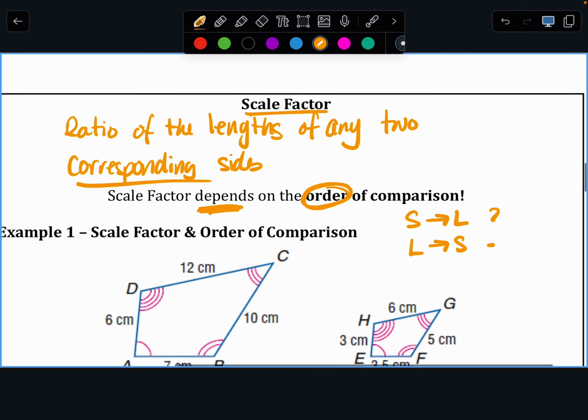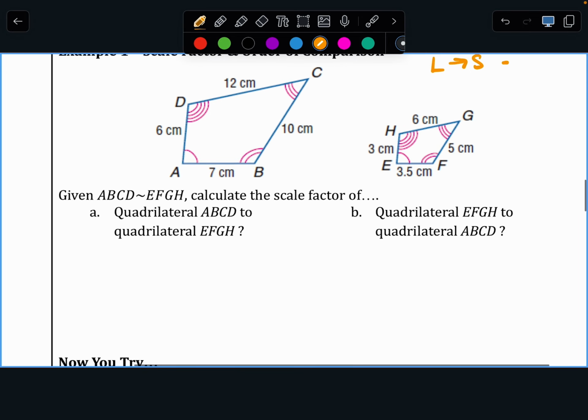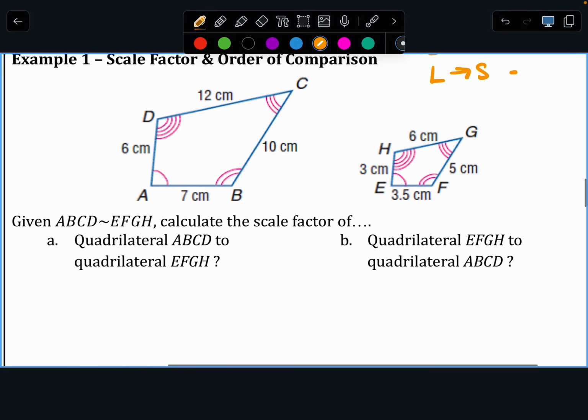So when we look at these pictures in this example, I want you to notice the difference between questions A and B. So the first thing, given that ABCD is similar to EFGH, I just told you that all the angles are the same and they have the same proportion. I'm telling you that they are similar. They meet those 2 criteria. Sides are proportional, angles congruent. That's what this statement means.